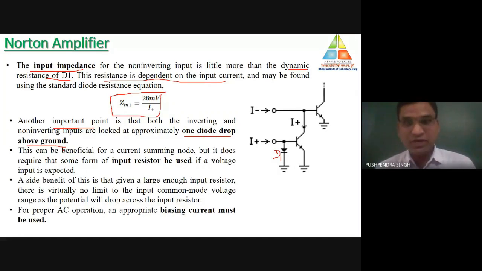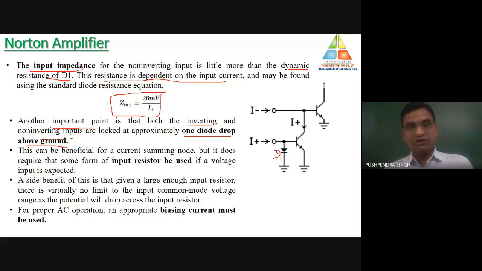As I told you earlier, there is a difference of voltage, how much? Only the drop across a diode in the positive direction. So at the inverting and non-inverting inputs, these are locked by approximately one diode drop above ground. That means 0.7 volts. So that is the basic difference, and you may take it as 0 volt also.